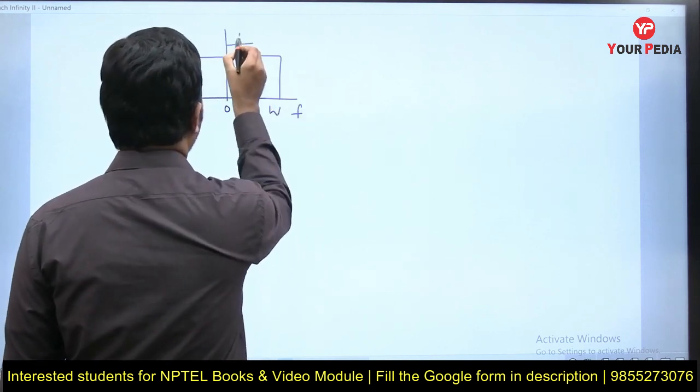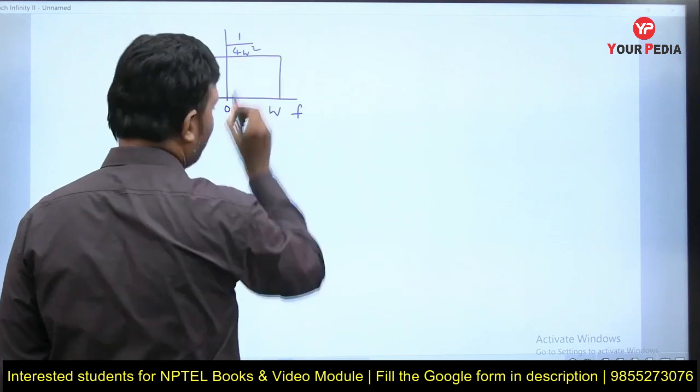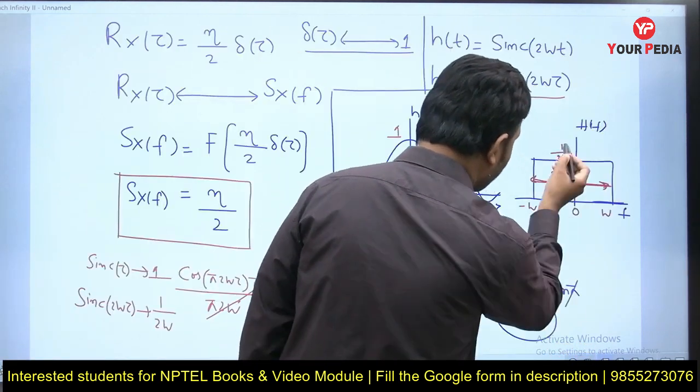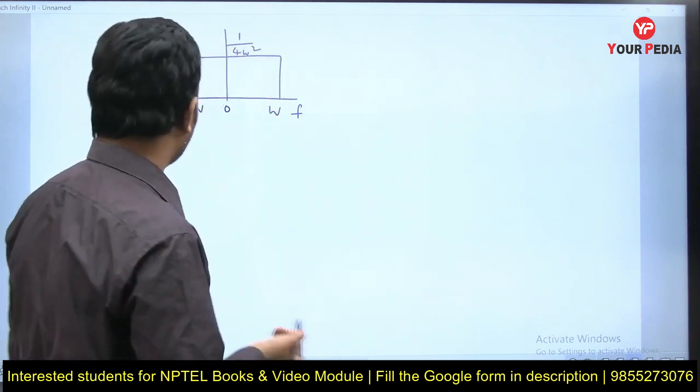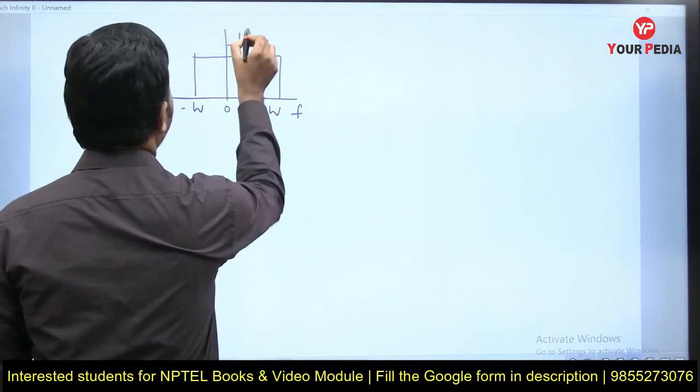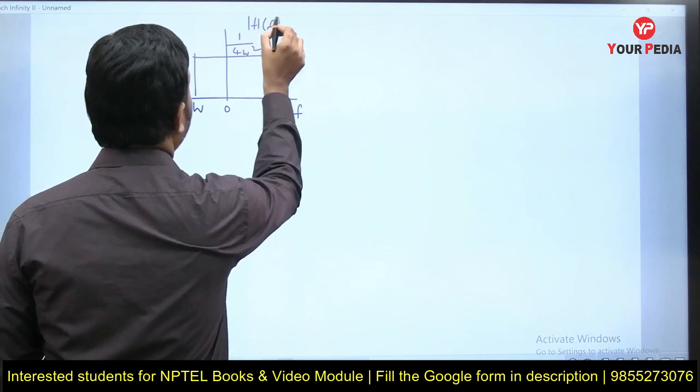So 1 by 4W square. Yes or no? 1 by 4W square, because the height is 1 by 2W, and if I multiply one more time, 1 by 4W square. This is my magnitude of H of f whole square, isn't it?